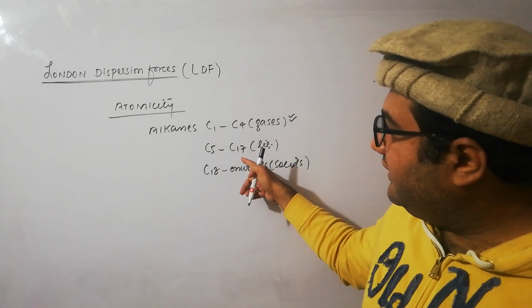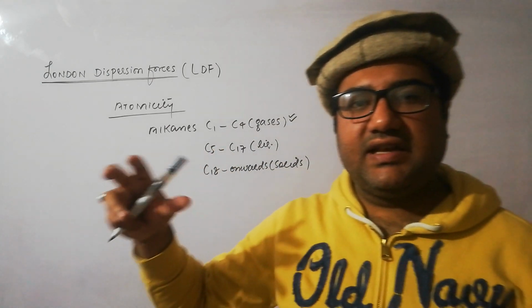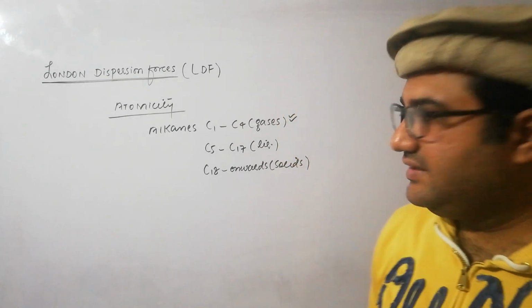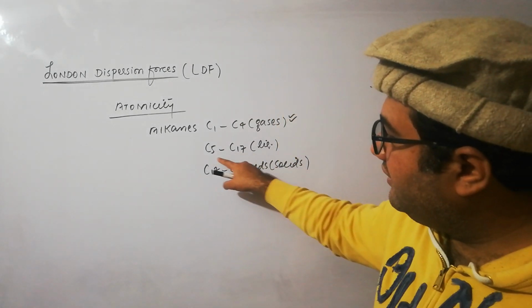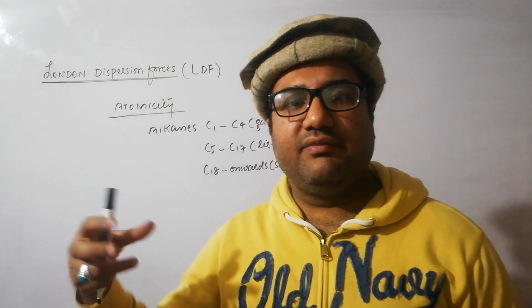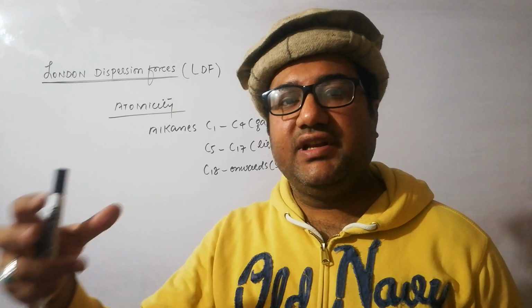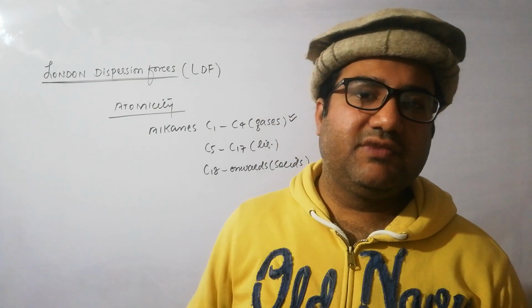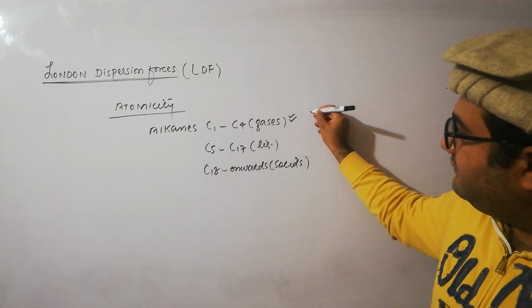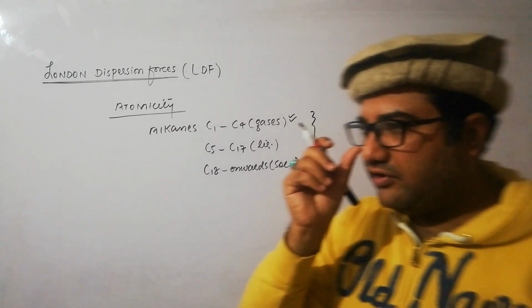Then atomicity increases, molecular size increases, again the strength of London dispersion forces increases, and the hydrocarbon or alkane becomes liquid. And the further increase in their atomicity or molecular size from C18 onwards gives them the solid physical state. And similarly, that can also be confirmed by their respective boiling points.